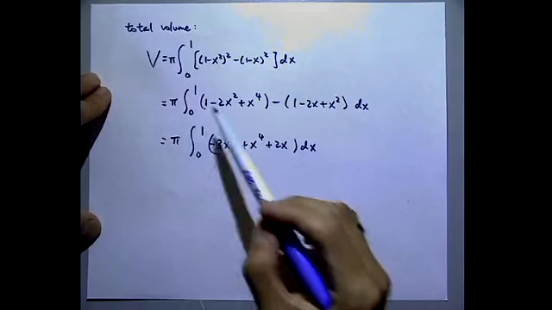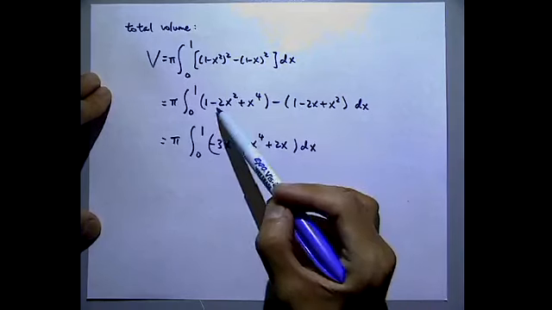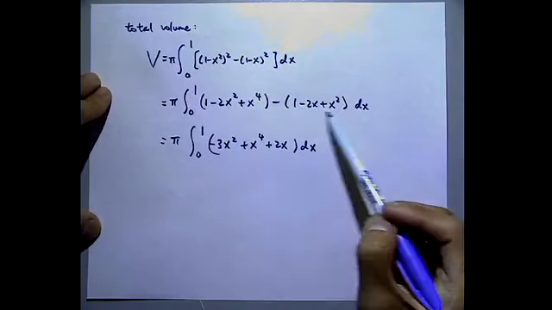Let's make sure I did that right. 1 minus 1, that goes away. Minus 2, minus 1 more, so minus 3, positive x to the 4th, minus 2x, so positive 2x.